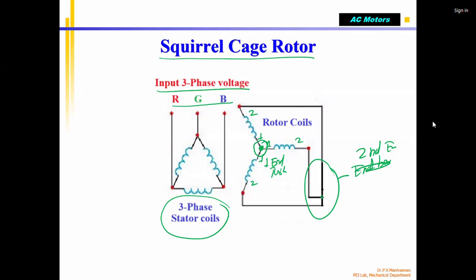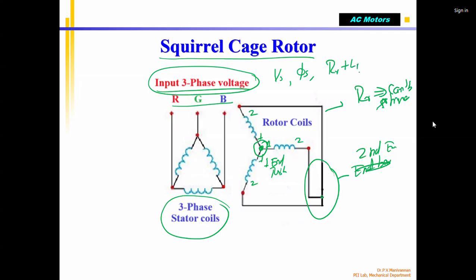Advantage: very rugged construction. But the only drawback is that the rotor resistance Rr cannot be changed in the squirrel cage type. So that means the torque and speed of the squirrel cage motor you cannot change. That is fixed for a given amount of input voltage Vs, stator voltage, and stator coil, Rs, Rr and Lr, and number of turns of the rotor. So everything is fixed.